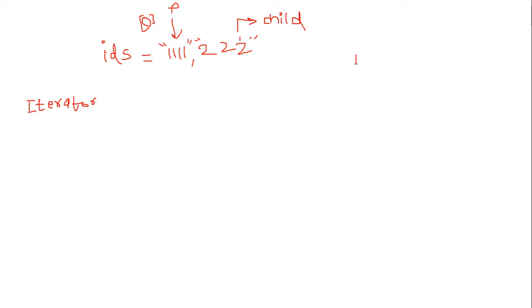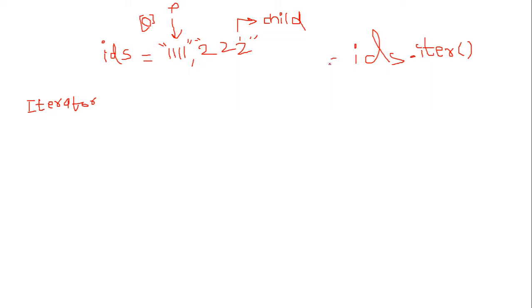So if I write again, see here, IDs dot iterator, right? Let me write it in short as of now. This is the iterator here. If I write like this, what will it return? It will return me one object.